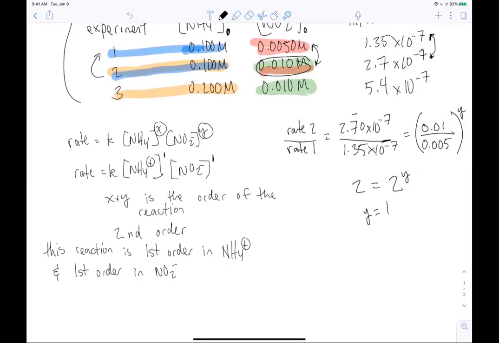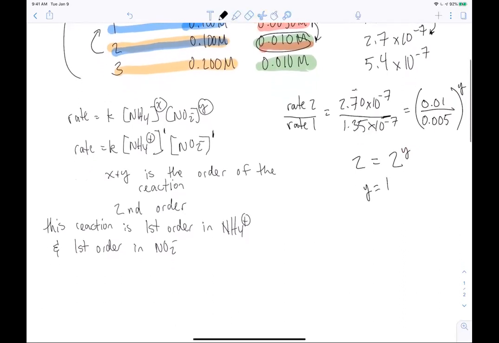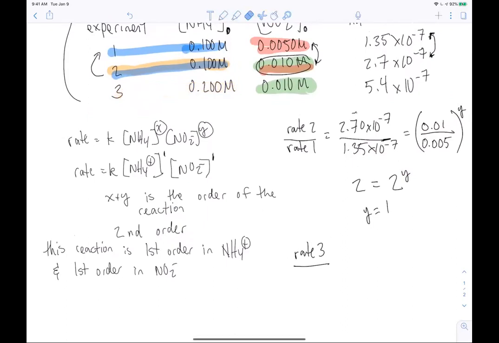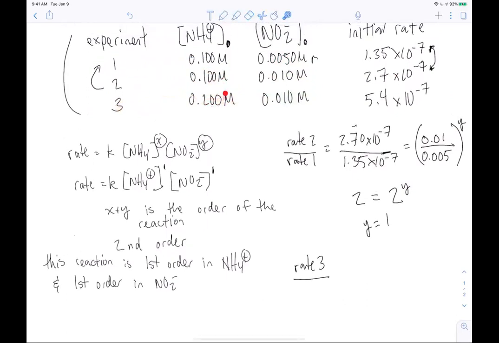And we can do the same thing over here for the other one. So if we take rate 3, now we're looking at, I don't know, these colors are really helping us very much. It's making me more confused. If we look at rate 3 here, and we look at rate 2, we've changed the concentration of ammonium going between these two. So now we're looking at the effect of that concentration. So I put rate 3 over rate 2, because it's easier to put the bigger number over the smaller number. You end up with a whole number at the end instead of some weird decimal.